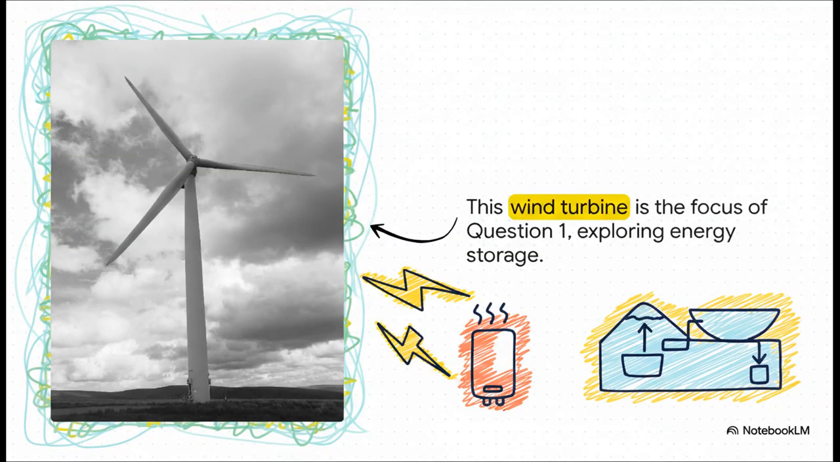It's fantastic when it's spinning and making electricity. But what happens on a really windy night when everyone's asleep and not using much power? That's the problem. And this exam question looks at two possible ways to store that extra energy. One is by heating up water, and the other is by pumping water up a hill.